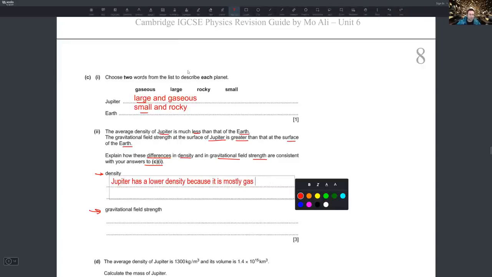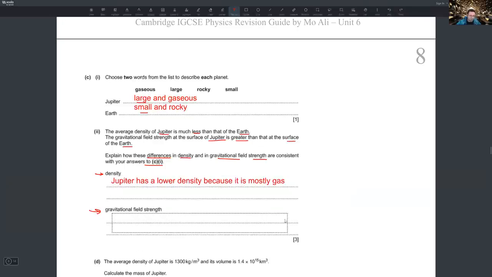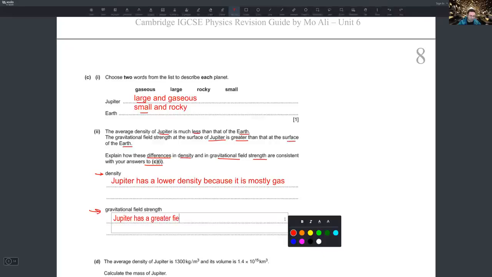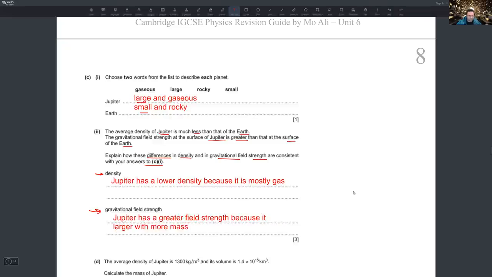Or you can talk about Earth. Earth is mostly rocky. It has a higher density because it's mostly rock. Or heavier elements, or more dense elements. Gravitational field strength. Jupiter has a greater field strength because it has more mass. It's larger and has more mass. Okay?